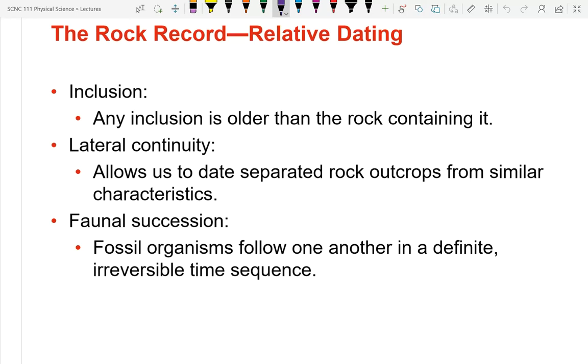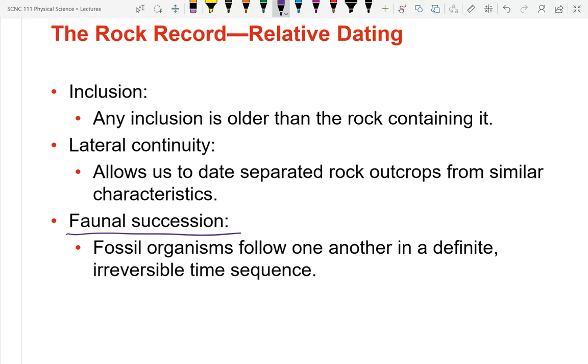Assuming superposition, I should be able to look in a younger layer, and what I find in that younger layer should be something that lived more recently. The fossils I find in an older layer should be things that lived longer in the past. So which one is that? That's faunal succession: the fossils I find in older layers were things that lived in an older time, and fossils in younger layers lived in more recent time.